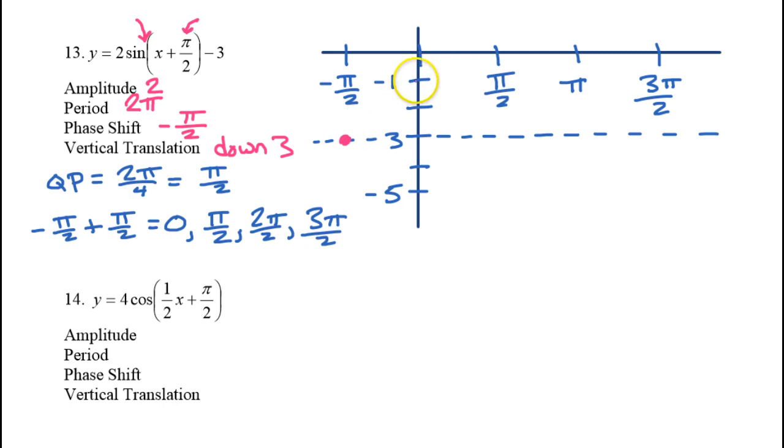So the next dot should be at the high point, all right? And because of the amplitude, we're going up 2. And then it falls back to the midline, and then it's going to go down 2, and then back to the midline. So this is what the graph should look like for number 13. All right, so it's very important that you have -1 and -5 and -3 all labeled.